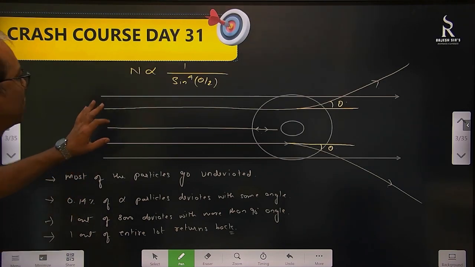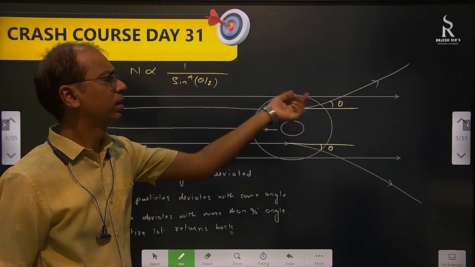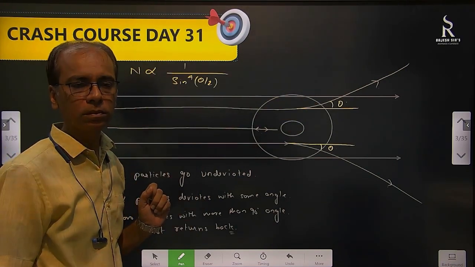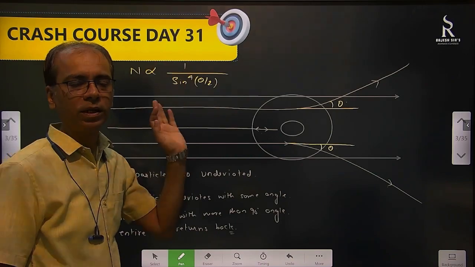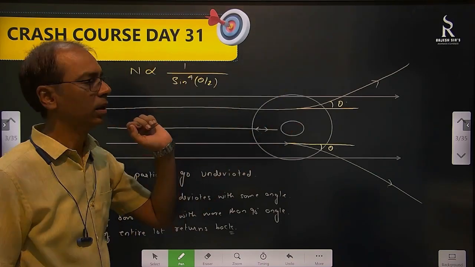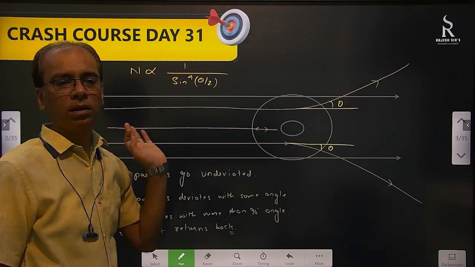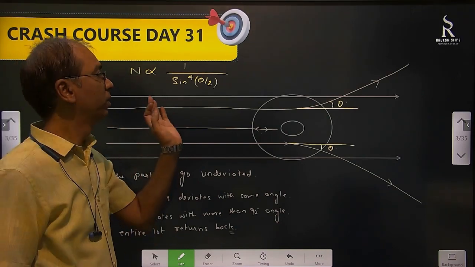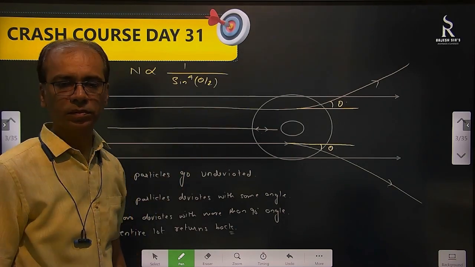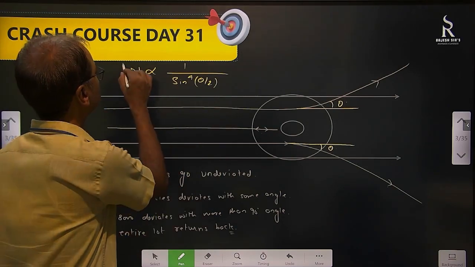So they can ask you, suppose 30 degrees and 60 degrees, what is the ratio? We can find it. Or 30 degrees and 45 degrees. In one case we want to find how many are deviated by 30 degrees, and then how many are deviated with an angle of 45 degrees. So we can do this with this relation. Important relation.